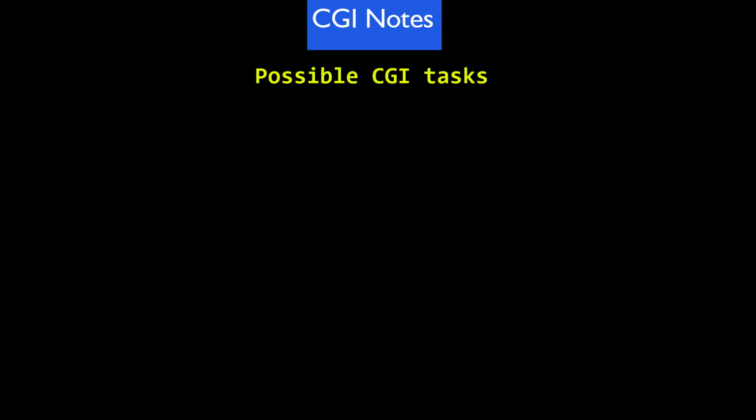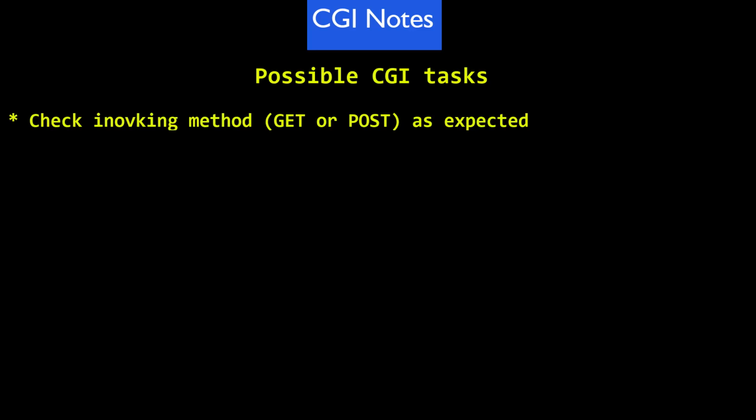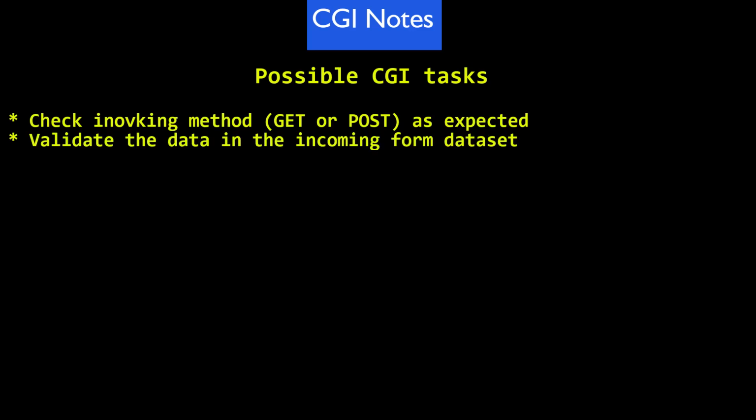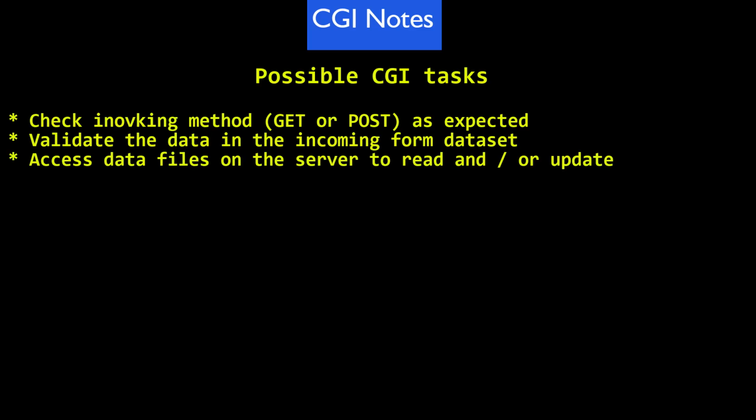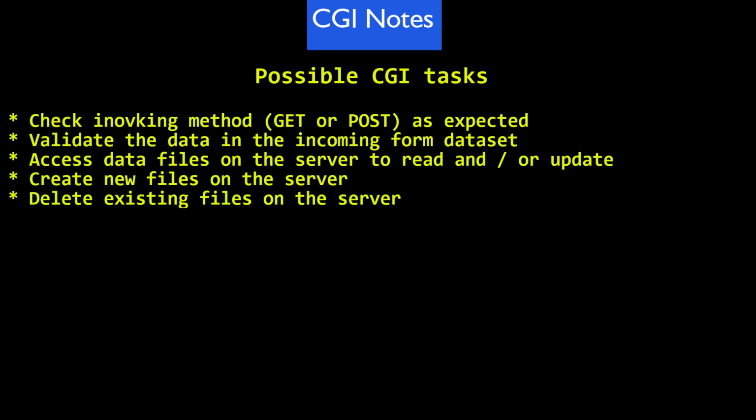But for now, let's look at some of the things any CGI program might do. Check the invoking method. Is it get or post as expected? Validate the data in the incoming form dataset. Access data files on the server to read and/or update. Create new files on the server. Delete existing files on the server.